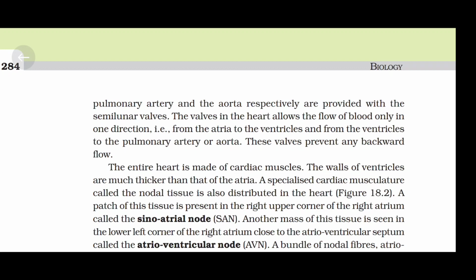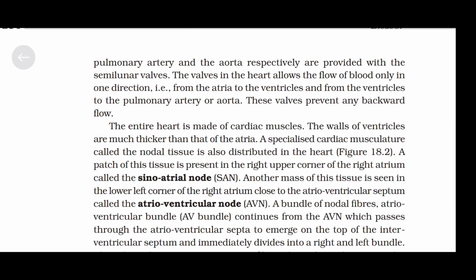The entire heart is made up of cardiac muscles. The walls of the ventricles are much thicker than that of atria. A specialized cardiac musculature called the nodal tissue is also distributed in the heart. A patch of this tissue is present in the right upper corner of the right atrium called the sinoatrial node. Another mass of this tissue is seen in the lower left corner of the right atrium close to the atrioventricular septum called the atrioventricular node.